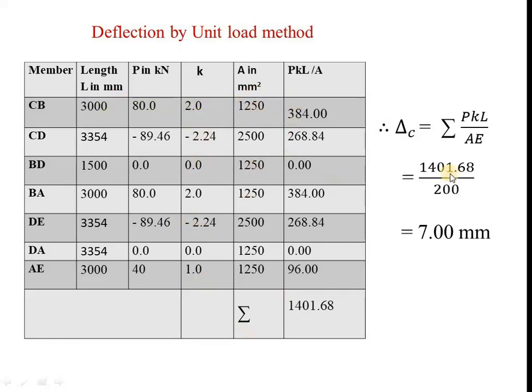Again, the areas. Now among this PKL by A, E is common, so I have taken it at the end only. You take the summation of PKL by A, meaning P into K into L divided by A. You will get this. Similarly, for all the members you have to do like this. Then take the summation of this. It is nothing but PKL by A.